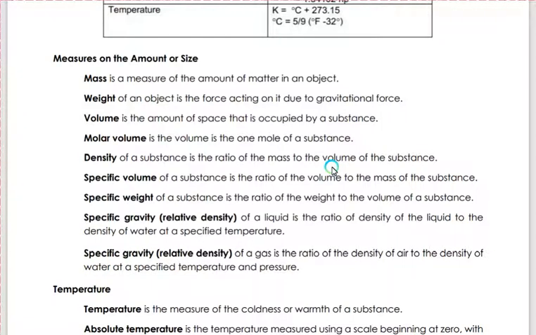For specific gravity, that is usually applicable for a liquid, which is the ratio of the density of the liquid to the density of water. Again, it is a ratio, because it has a specific term. Next, we have specific gravity of a gas, which is the ratio of the density of the air to the density of water. Take note, for specific gravity, we look at the density of water as our standard basis.